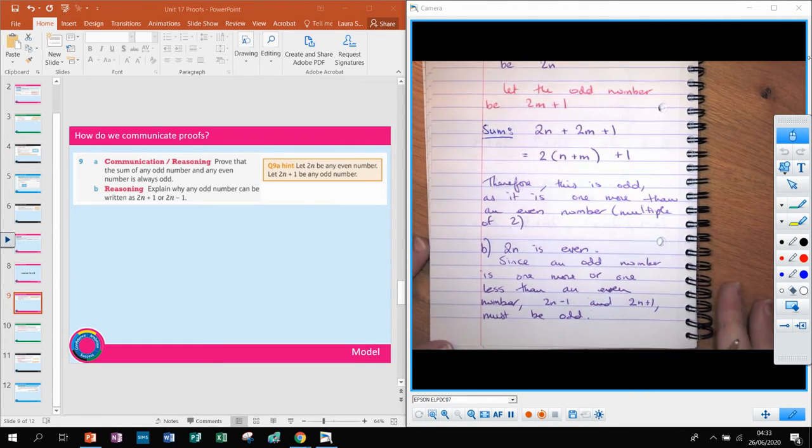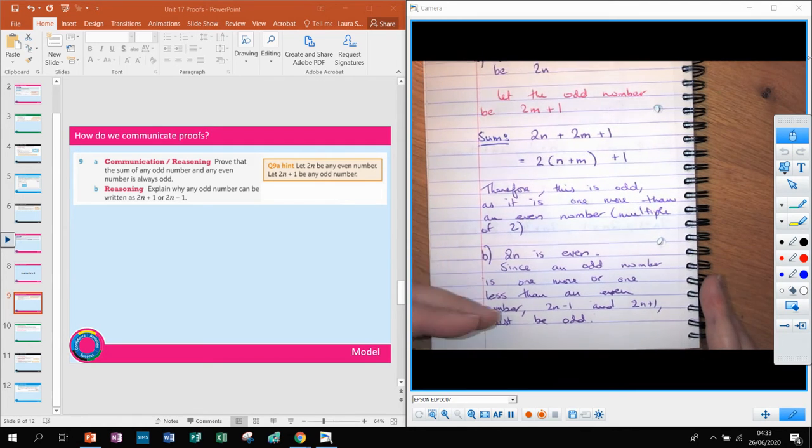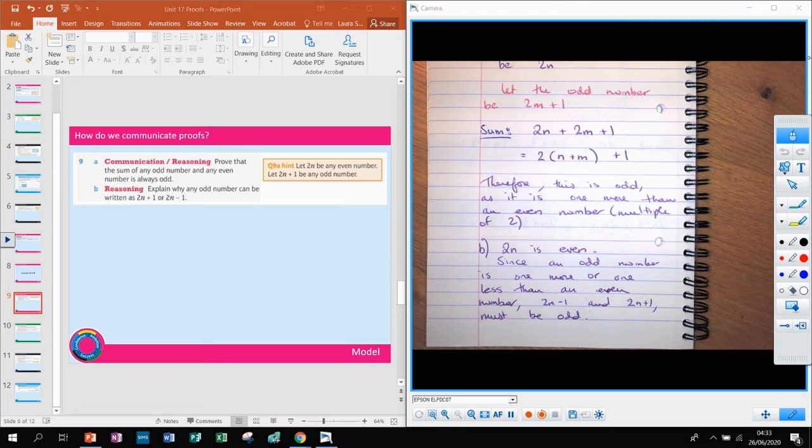Okay, so that's really key, those three definitions we went through at the beginning, because they come up all the time in your reasoning questions and exams, and you need to make sure that you're confident to relay that information and to explain what odd and even numbers are. Okay, and then use those definitions in those explanations.